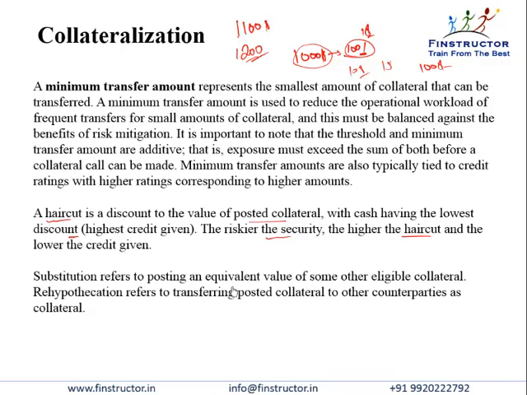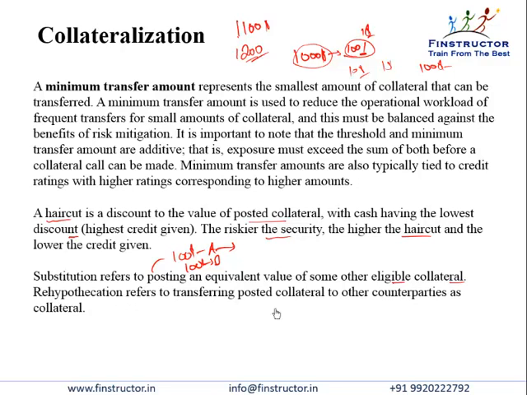Substitution refers to substituting a collateral. So let's say I had given you $100 of asset A as collateral. For some reason, the counterparty needs asset A back. So he takes back A and gives us an asset B of the same value, or it substitutes collateral A with collateral B. So substitution refers to posting an equivalent value of some other eligible collateral.